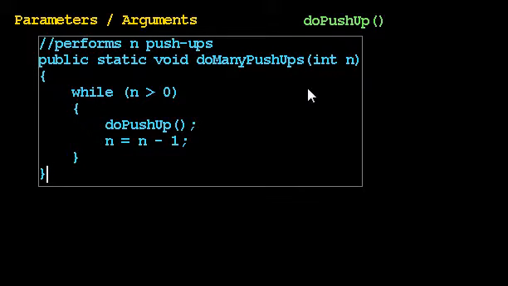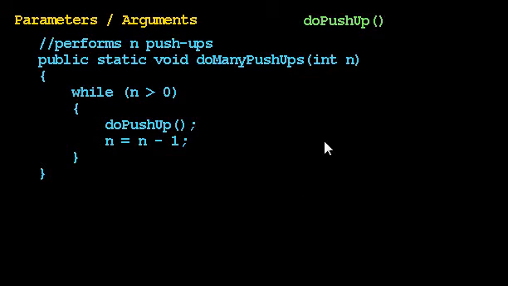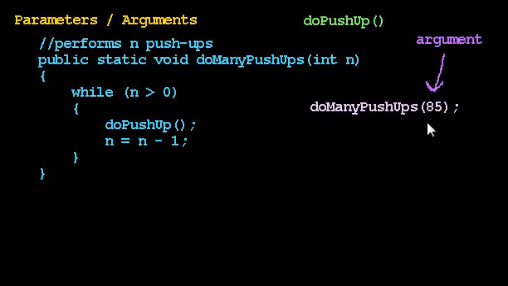Right? And in fact, if we run this now, somewhere else in my program I might write, you know what, I'd like to order the computer to do many push-ups, and maybe 85 this time. And so now you can see 85 gets passed as an argument. Alright, so we have some words here. Let's write this with an arrow. This is an argument. Whatever I pass to my method is called an argument, and this is called a parameter. My parameter is named n.